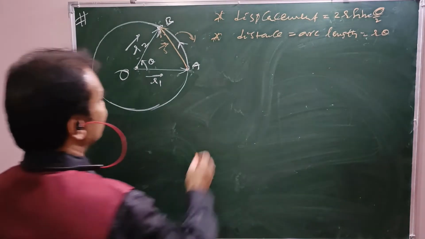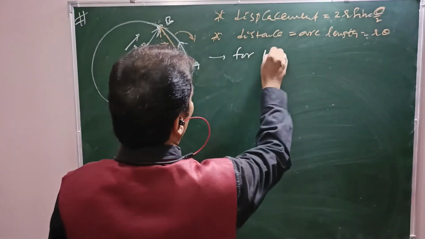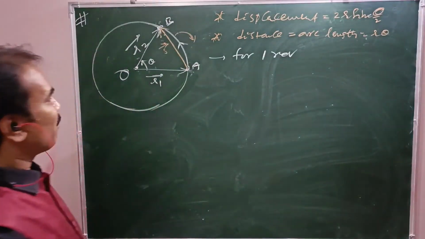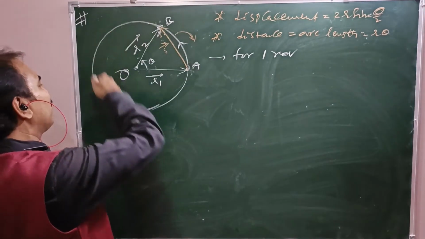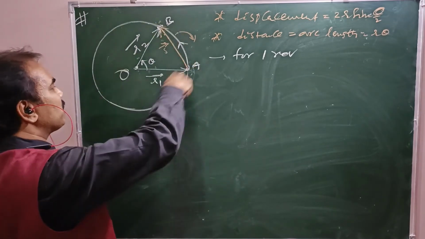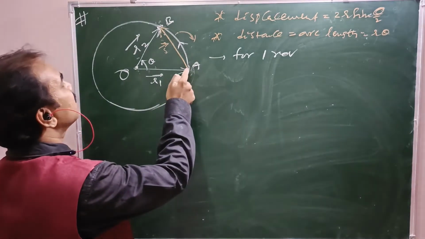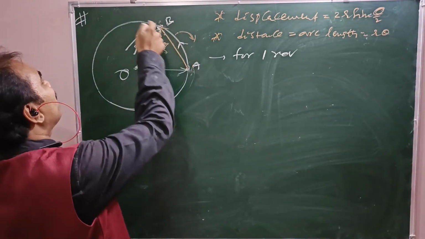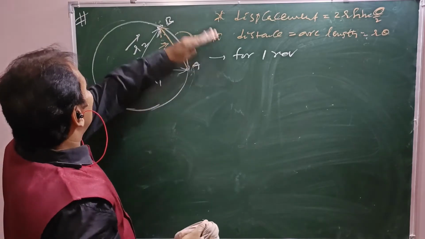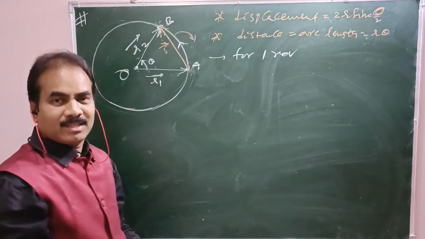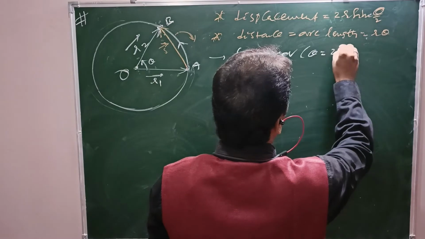For one revolution, suppose the particle started from here and makes one revolution like that, which means it covers one revolution. Now what is the angle swept by the radius vector? 2 pi radian. See, it moves along the circular path from A and again reaches A. This radius vector sweeps 360 degrees, that is 2 pi radian. For one revolution, what is theta? 2 pi radian.